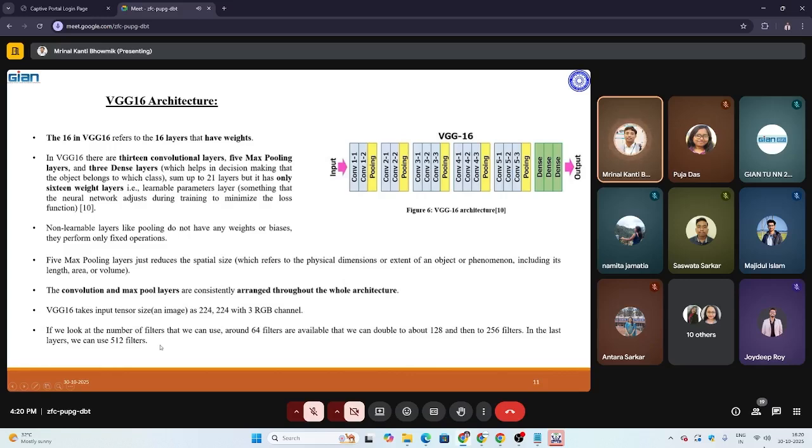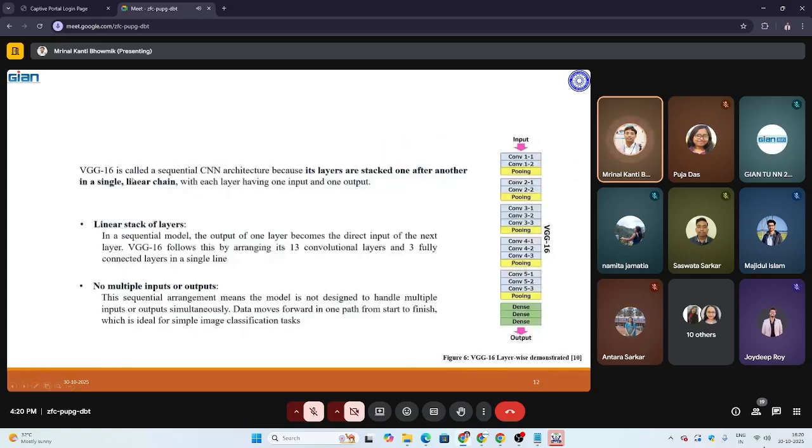So proceeding to the next slide, VGG16 is also called a sequential CNN architecture because its layers are stacked one after another. Why is VGG16 sequential? Since my topic is that I'll be using a sequential convolutional neural network. So why is VGG16 called a sequential CNN architecture? Because its layers are stacked one after another in a single linear chain, with each layer having one input and one output. You can see that I have added the previous image here.